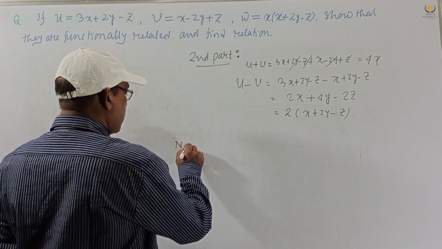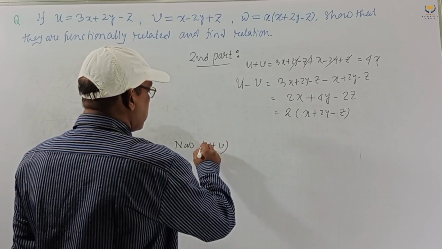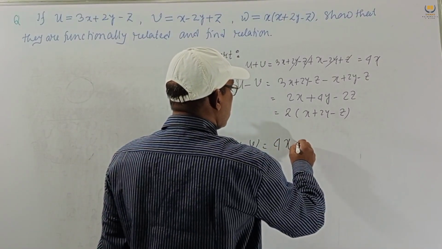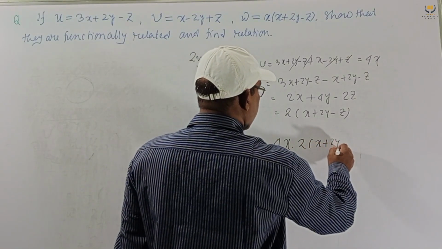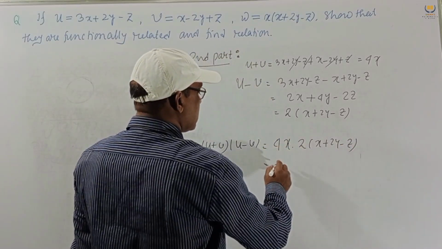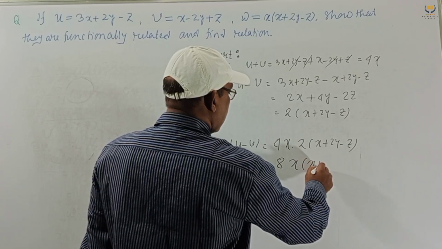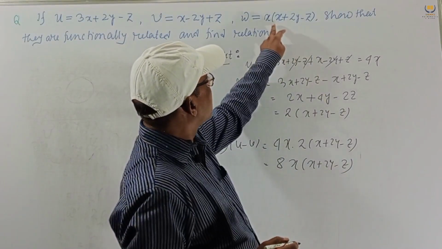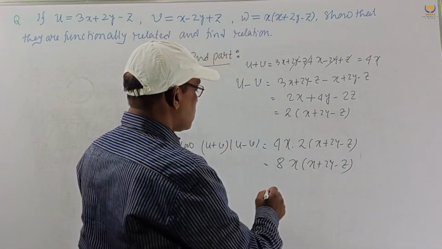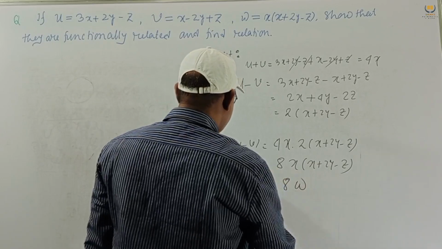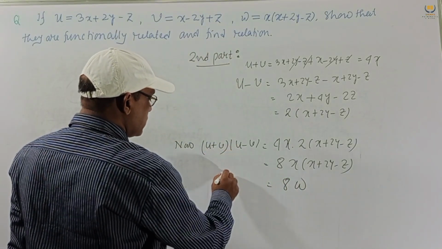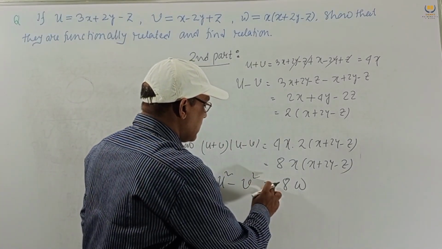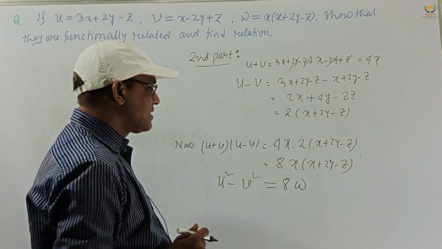Now u plus v into u minus v, what do we get? This is 4x into 2 into (x plus 2y minus z), which equals 8x(x plus 2y minus z). So x into (x plus 2y minus z) means w. So this equals 8w. And u plus v into u minus v is u squared minus v squared. So u squared minus v squared equals 8w.